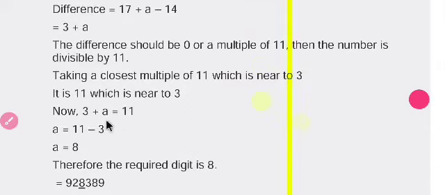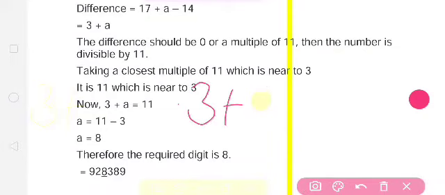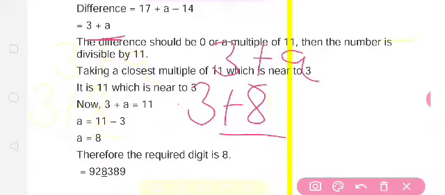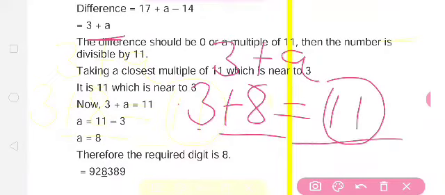So now 3 plus A is equal to 11, or 11 minus 3. Here 3 is positive on this side, so if we take it to the right side it will change into minus, so 11 minus 3 is equal to 8. Or you can see that if we take 8 in place of A, then 8 plus 3 is 11, and 11 is divisible by 11, so the number should be equal to 8 only. Therefore the required digit is 8, that is 3 8 9.